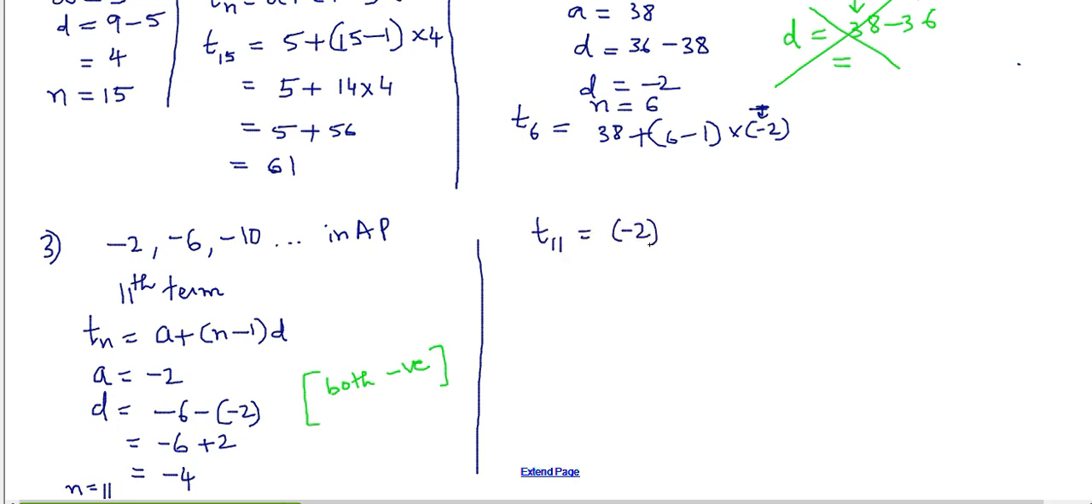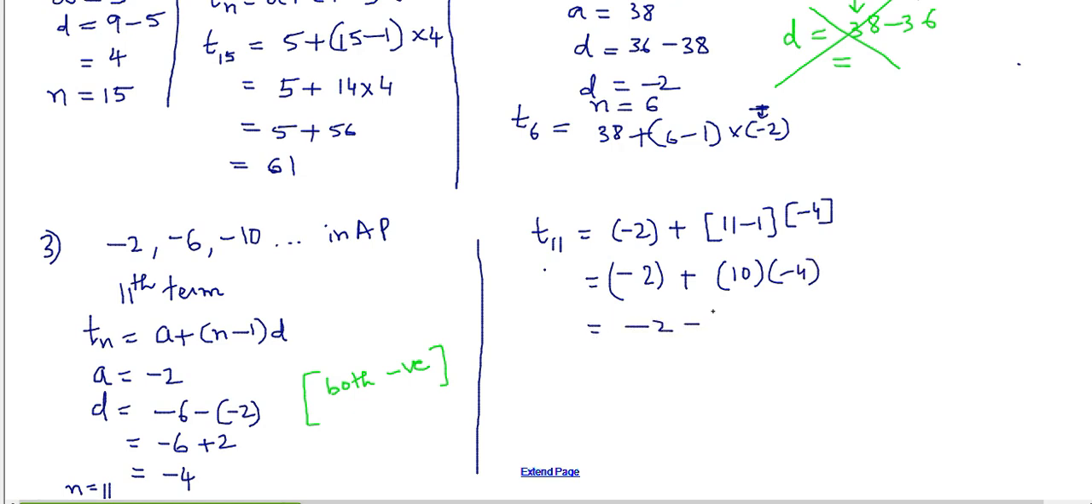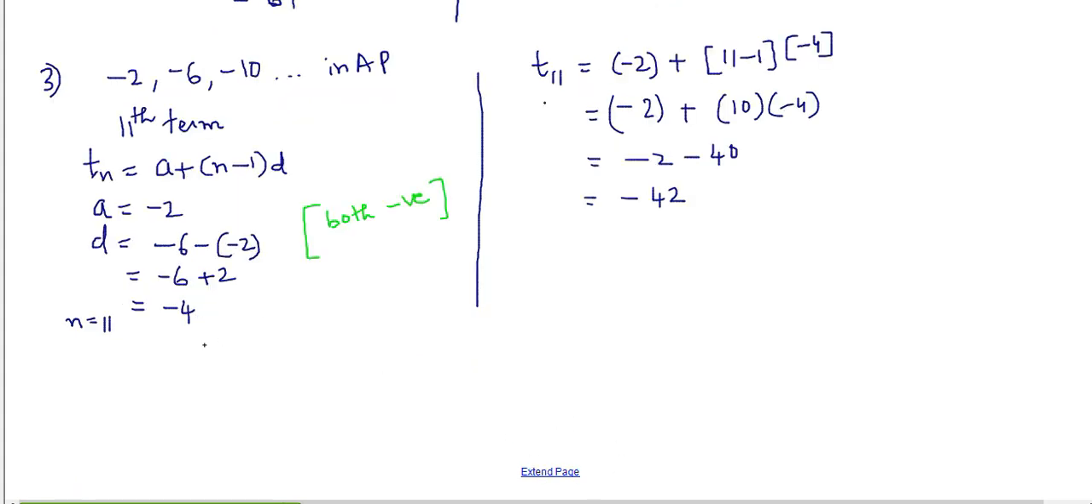What is a? A negative number. Again, please use brackets if ever you find a negative number. And then the n value is 11 minus 1 into minus 4. So T11 is minus 2 in brackets plus, let's just write down this first, 10 into minus 4, minus 2 minus 40, which will become minus 42. That's my final value.